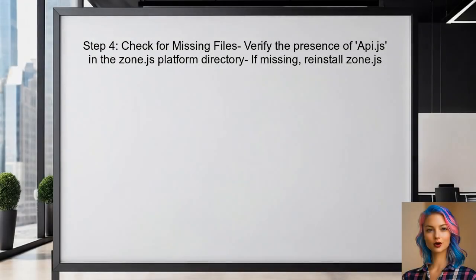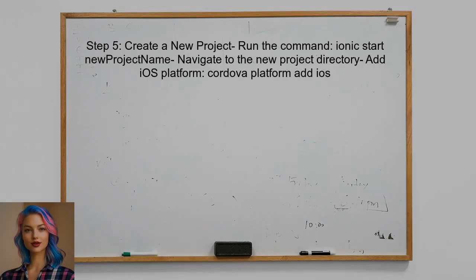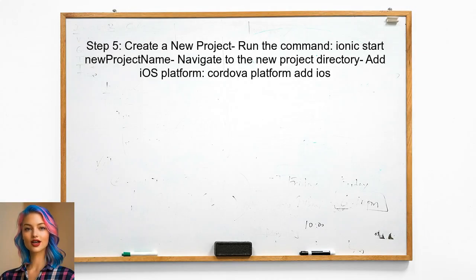If the error persists, the user should check their project for any missing files or configurations. Specifically, they should look for the api.js file mentioned in the error message. Finally, if all else fails, the user can try creating a new Ionic project and adding the iOS platform to see if the issue is project-specific.